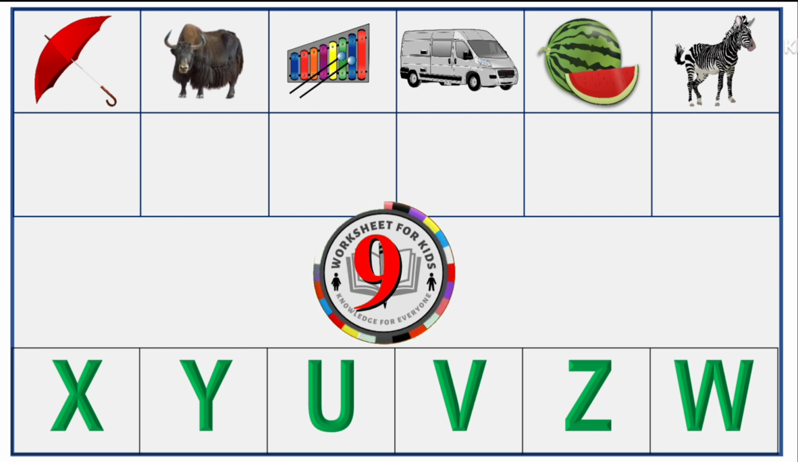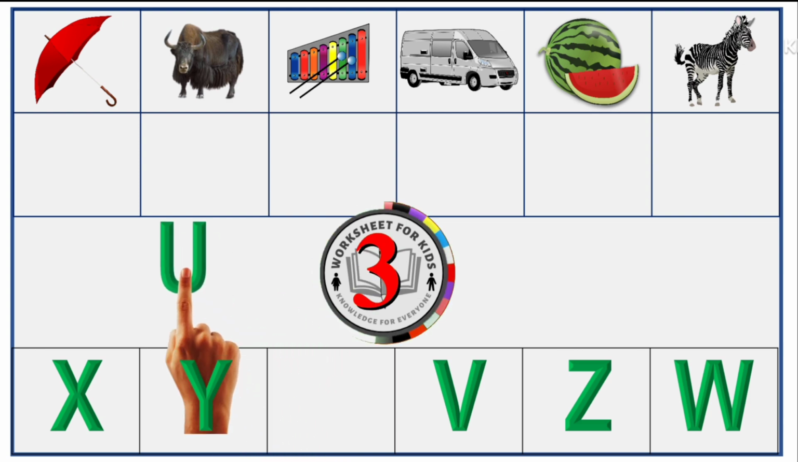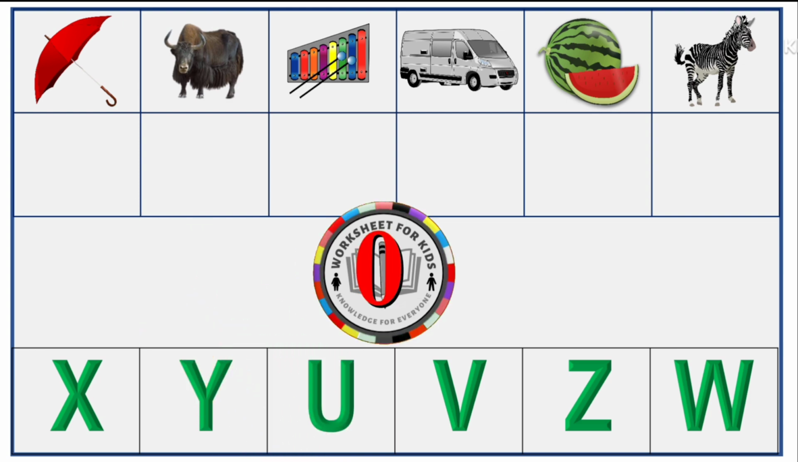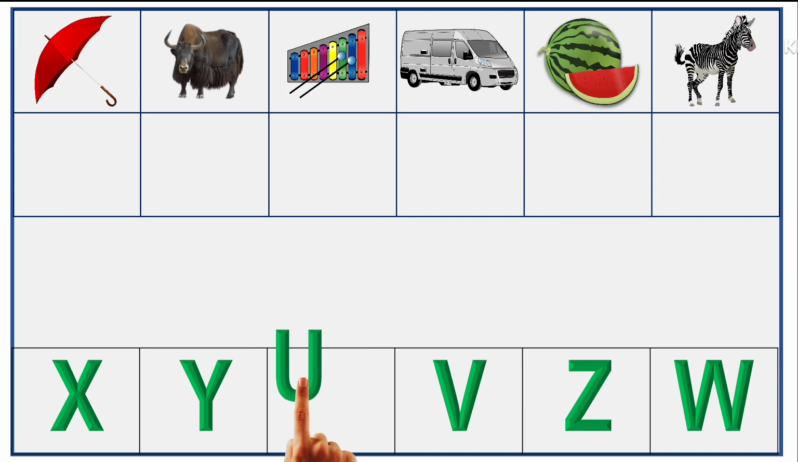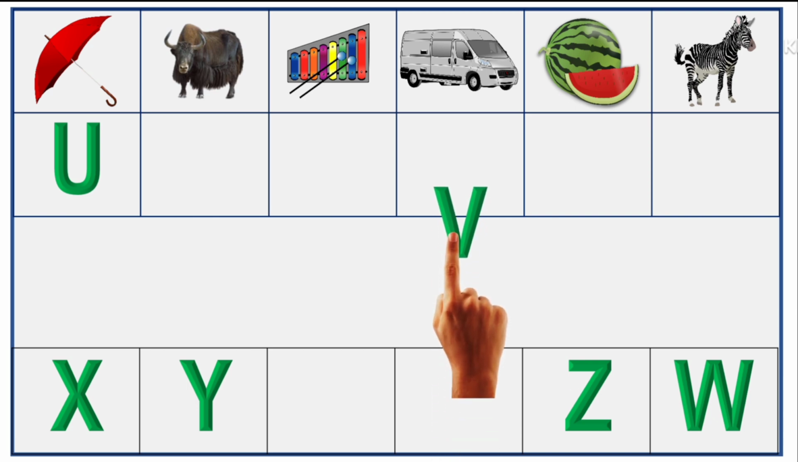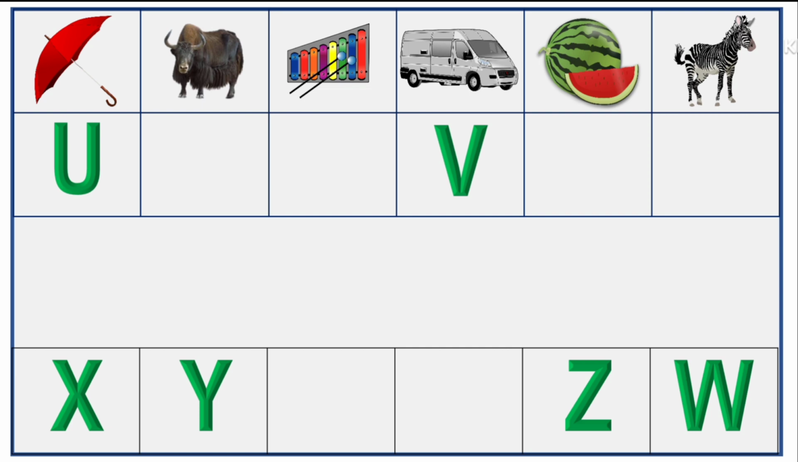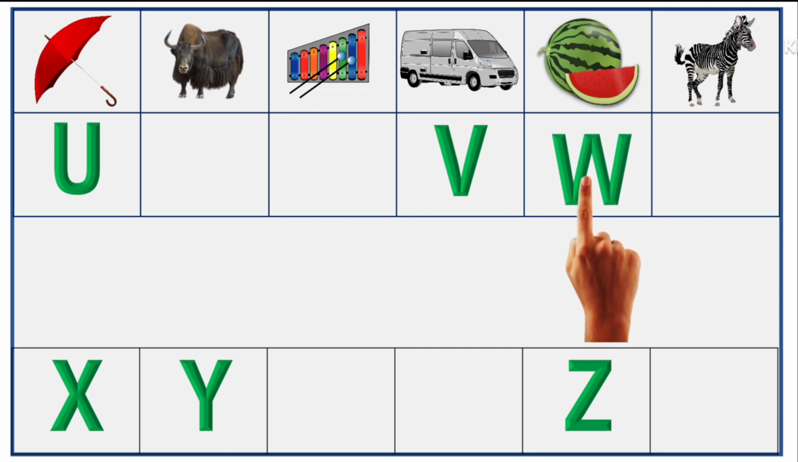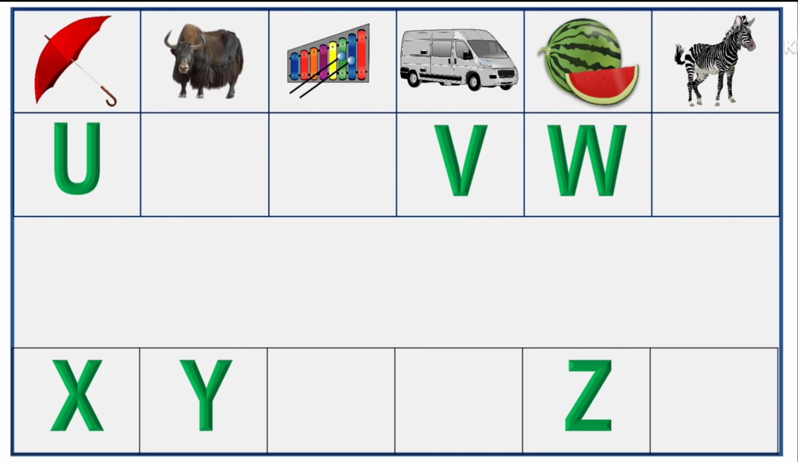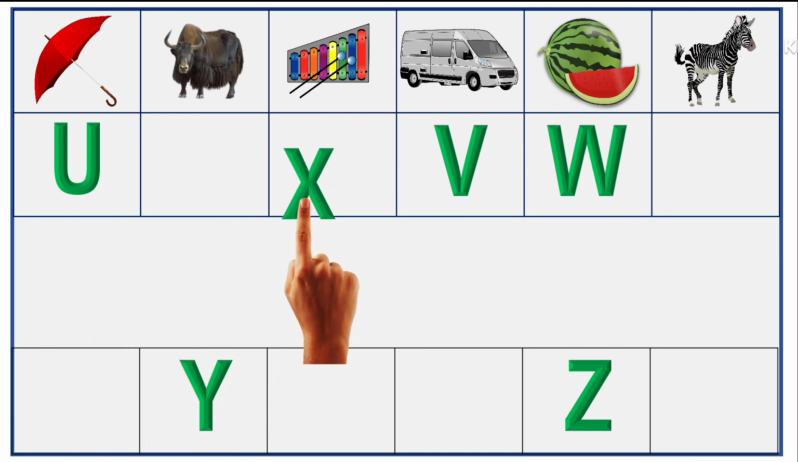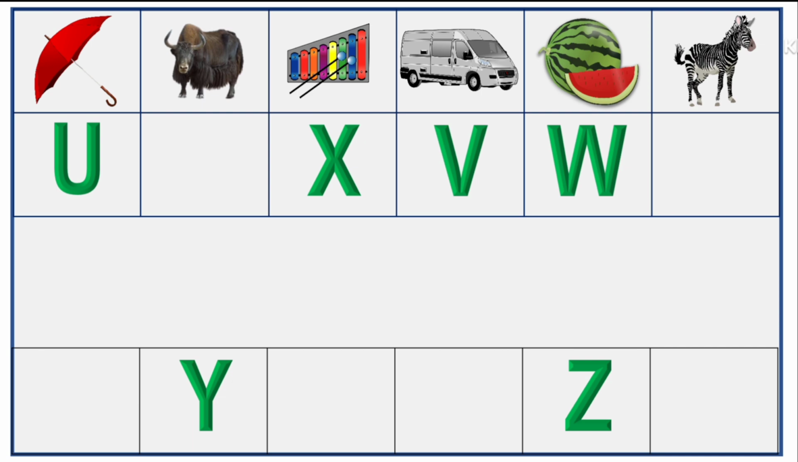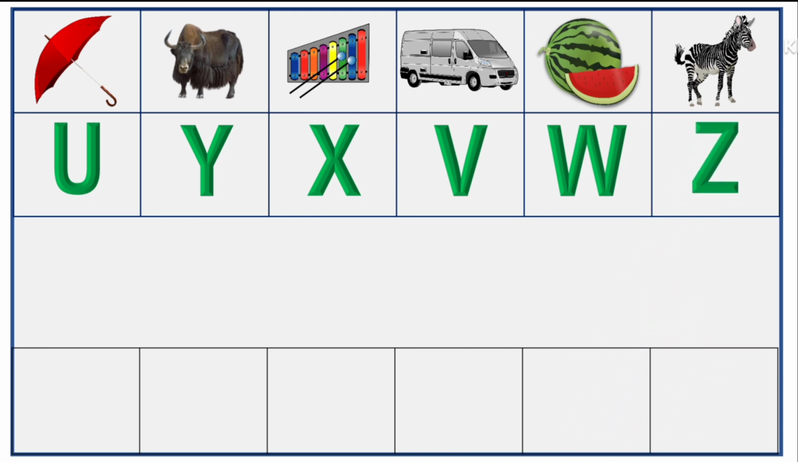10, 9, 8, 7, 6, 5, 4, 3, 2, 1, 0. U for umbrella. V for van. W for watermelon. X for xylophone. Y for yak. Z for zebra.